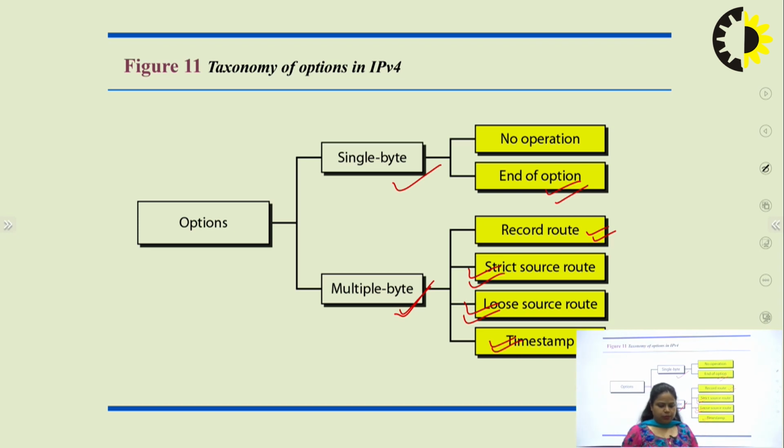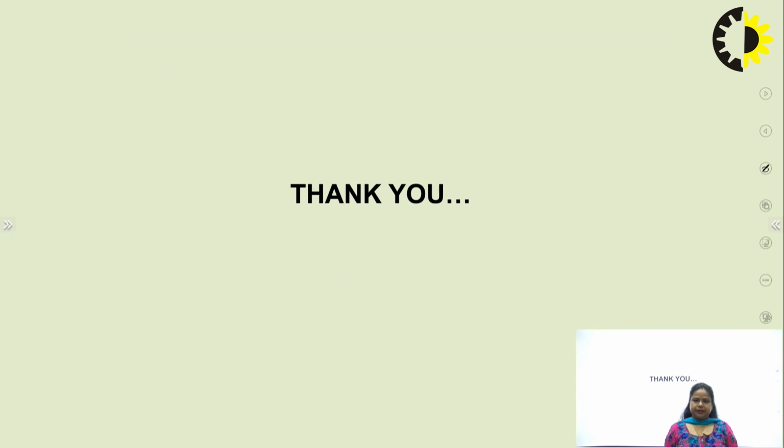The timestamp is used to record the time of the datagram's processing by the router. This time can be in milliseconds or microseconds from midnight. And this is the way you can calculate the timestamp. So these are the various types of options we talk about in the IPv4 header format. Thank you.